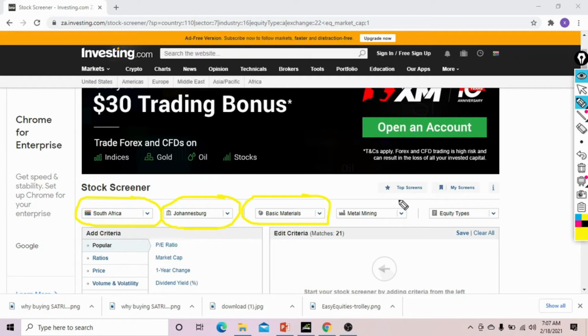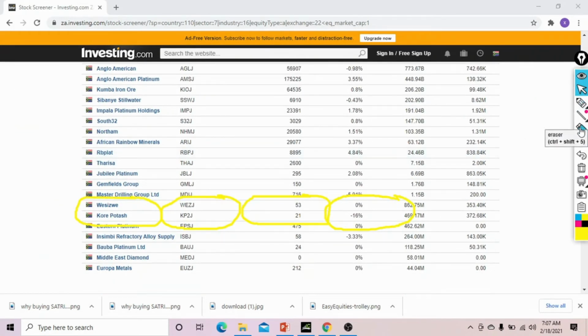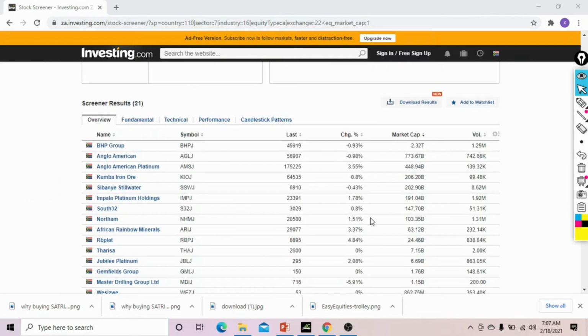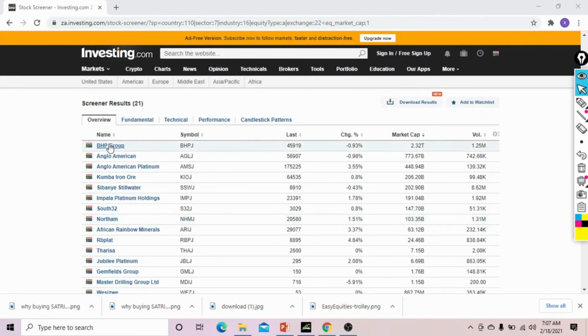Now we're still on the mining sector, on metals and mining under the industry. That is quite important. If you check at the bottom, this tool is already picking up those companies based on the criteria I've selected. I said I want basic material, which is the mining sector, and within the mining industry, the metals, you can see we have the likes of BHP, Anglo American, Anglo American Platinum, Kumba Iron Ore, Sibanye Stillwater, Impala Platinum, South32, and so on, all the way down.